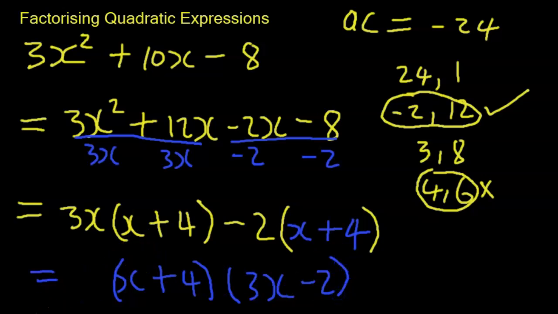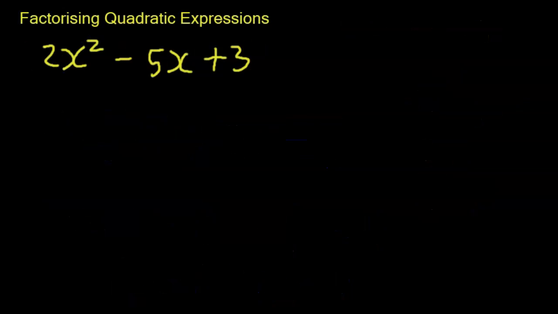Let's try one more. So here's another one. 2x squared minus 5x plus 3. So again, we want to rewrite the middle term. We want to rewrite the minus 5x. But of course, whatever two numbers we use must multiply to give the same value as AC. And what is AC? 2 times 3, AC is 6. Alright?